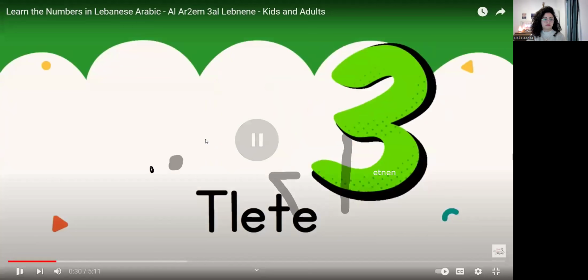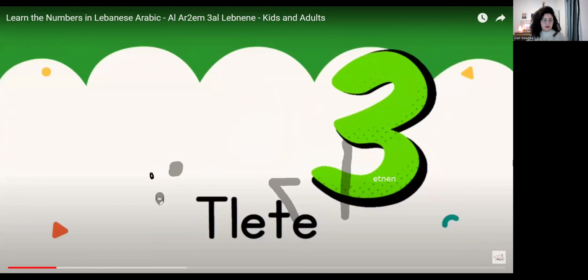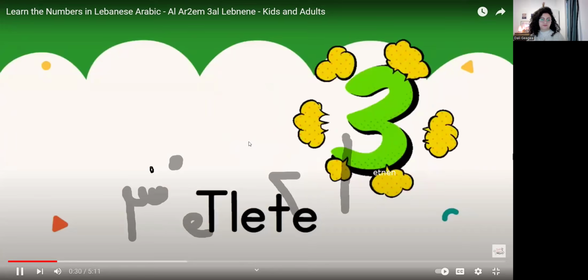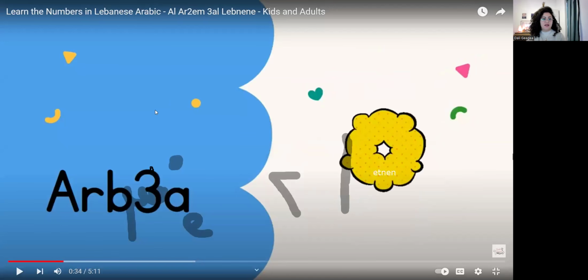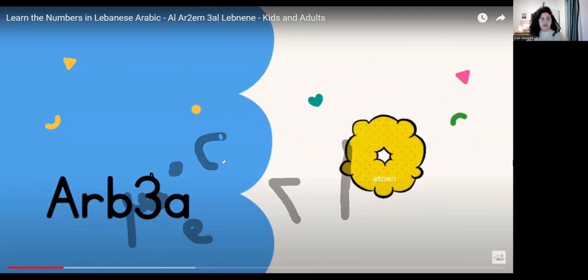ثلاثة. Tlete is three. In Arabic you write it like this. Okay. And you can either pronounce it tlete or itlete if it's easier for you. أربعة. Arba'a is four. In Arabic, you write it like this, like a reverse three.